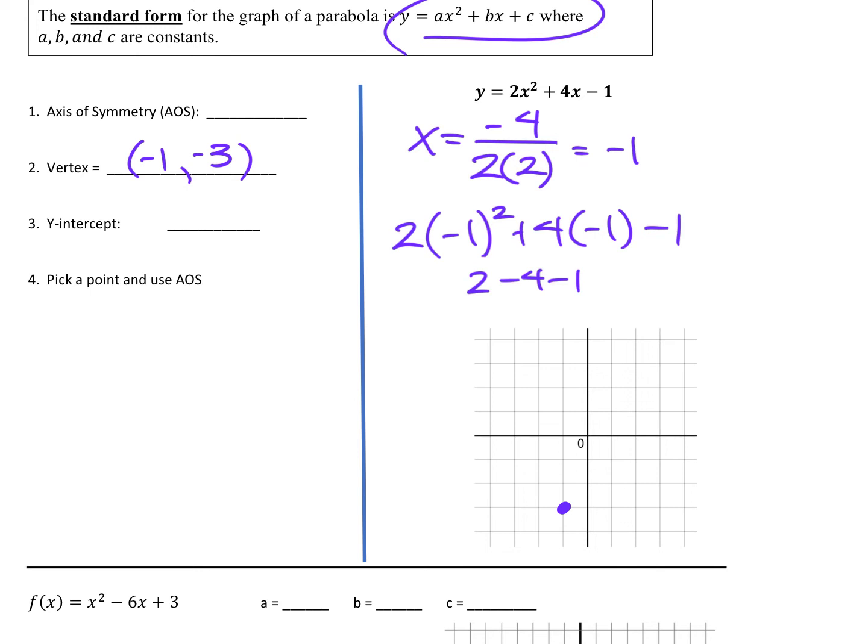I can go up 2 on either side of my vertex and draw my graph. I don't need a lot of details for these. You need to be able to find the vertex, and then you need to be able to use the quote-unquote slope to find your other points. That is it. Could it help you to find the y-intercept?